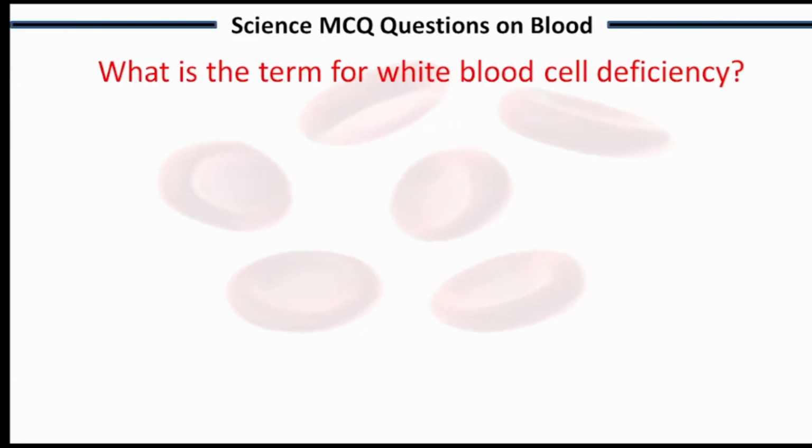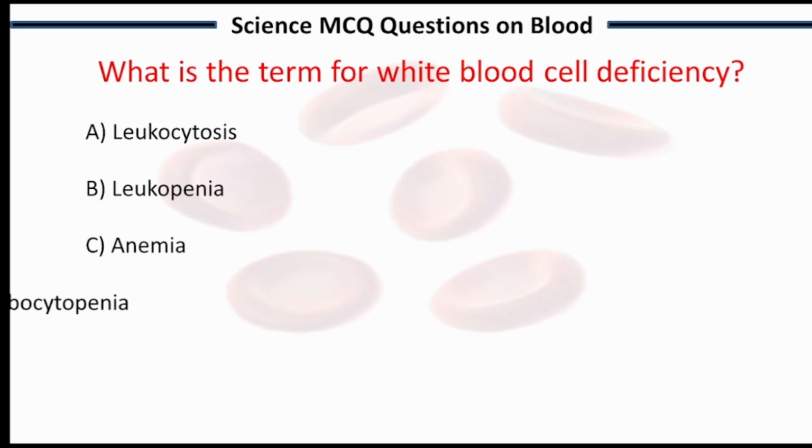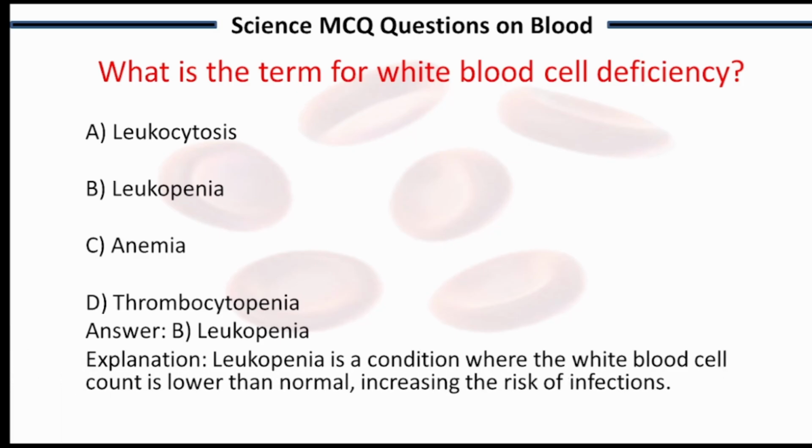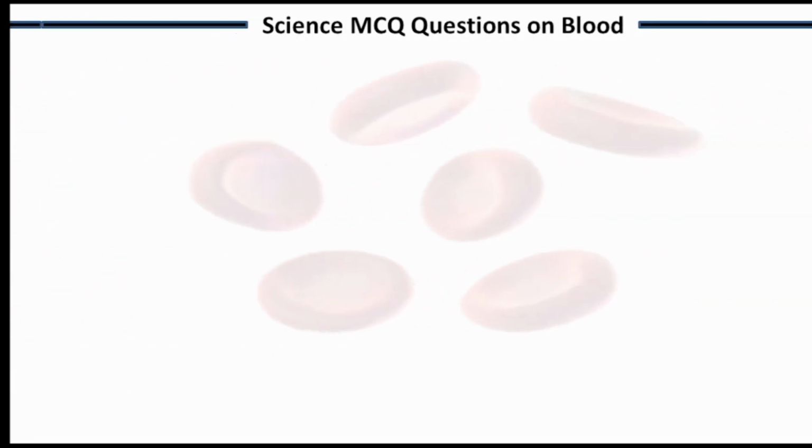What is the term for white blood cell deficiency? A. Leukocytosis, B. Leukopenia, C. Anemia, D. Thrombocytopenia. Right answer is leukopenia. Leukopenia is a condition where the white blood cell count is lower than normal, increasing the risk of infection.